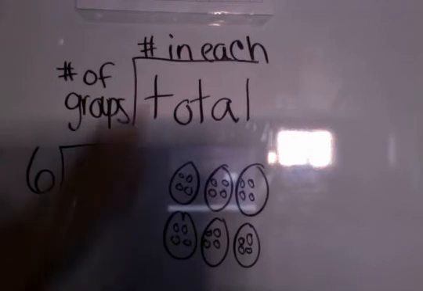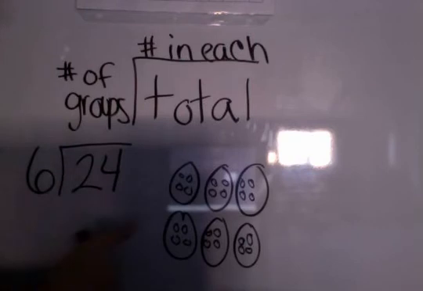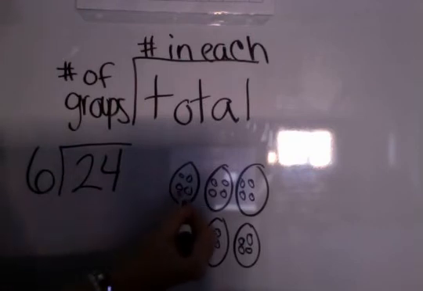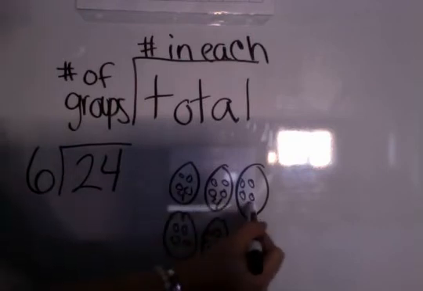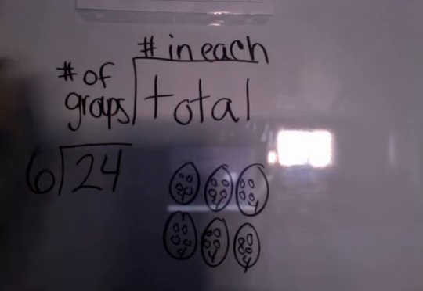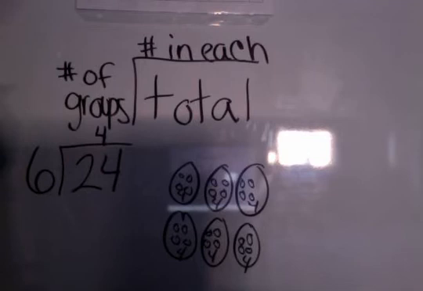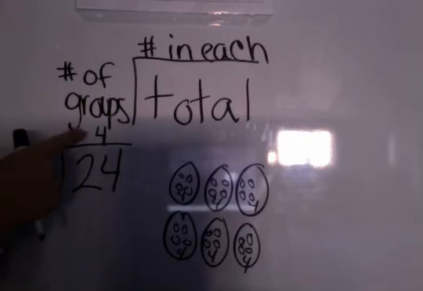So now our quotient is the number in each. So I've got 4 in here, 4 in here, and 4 in each of the rest. So what is your quotient? 4. Very good. So we write that right above it. Now let's read it. 24 divided by 6 equals 4.